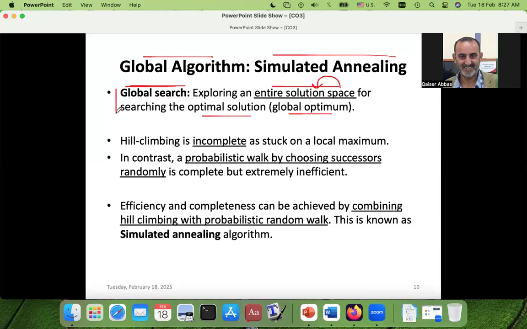We studied hill climbing previously. Most of you were not present in that lecture. Maybe you were sleeping, yesterday in the morning.